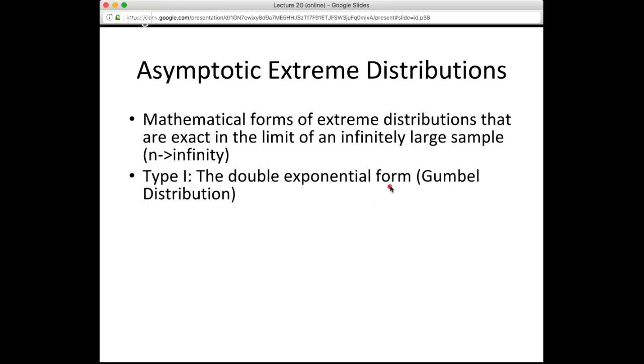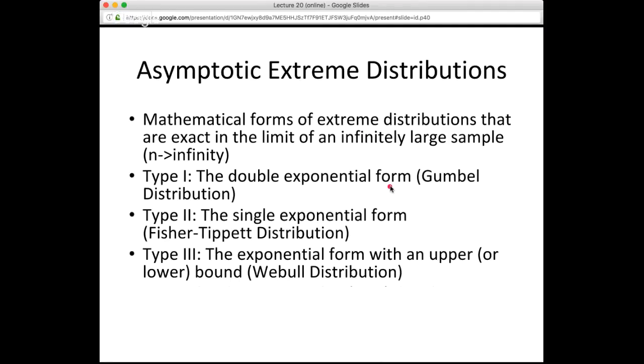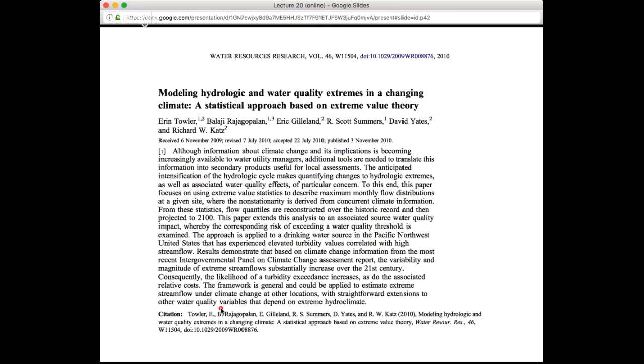So the distribution actually has layered exponentials, and I'll show you what I mean in a second. Type 2 is the single exponential form, and that is also known as the Fisher-Tippett distribution. And then type 3 is an exponential form with an upper or lower bound, and it's called a Weibull distribution. So you've got the Gumbel, the Fisher-Tippett, and the Weibull distribution. And then the more recent varieties are generalizations, which can become type 1, type 2, or type 3, depending on parameter values. Those are called generalized extreme value, or GEV distributions. And, I mentioned that this is of great practical interest.